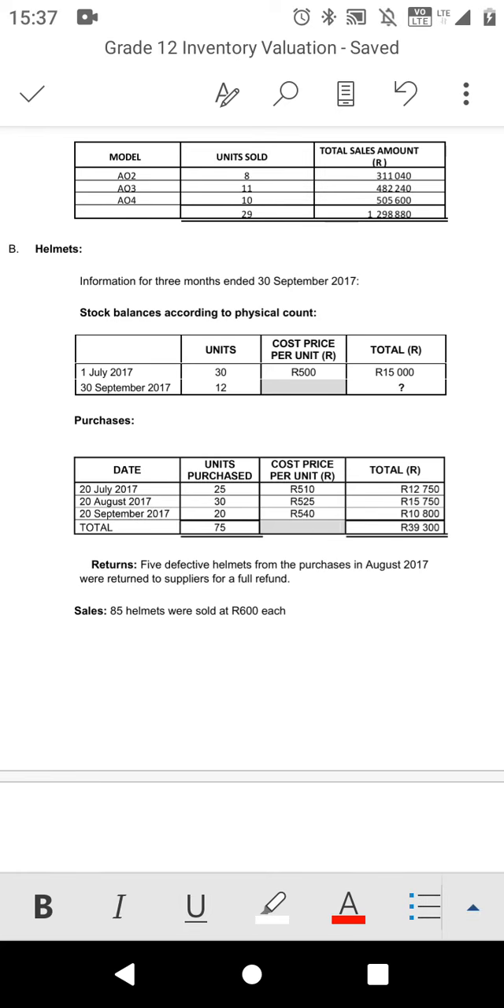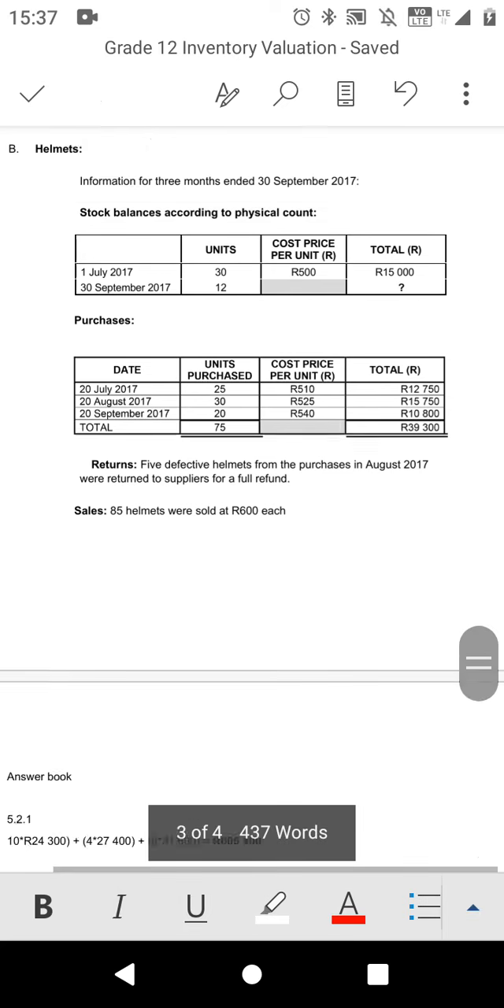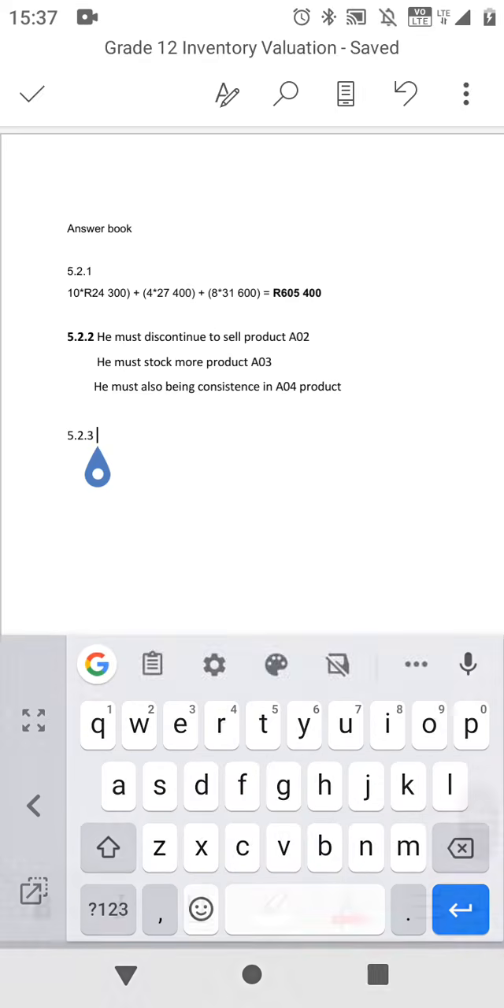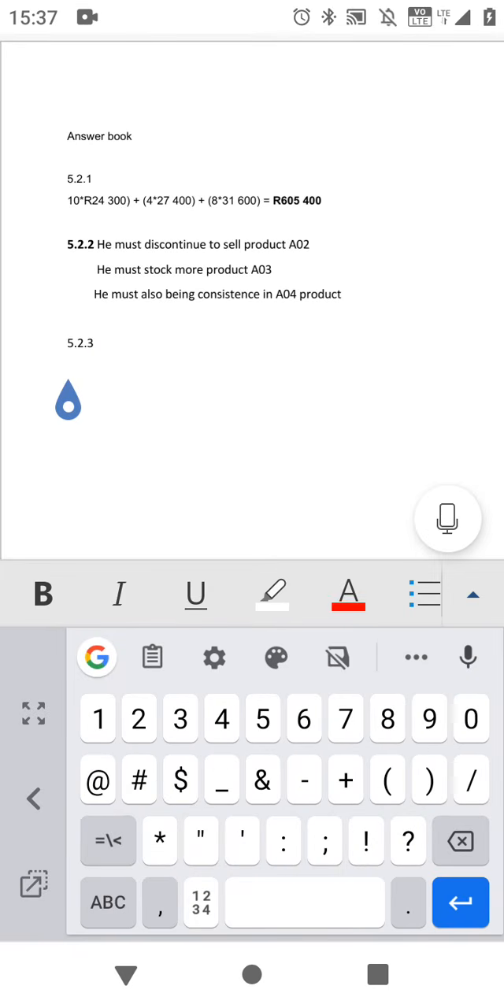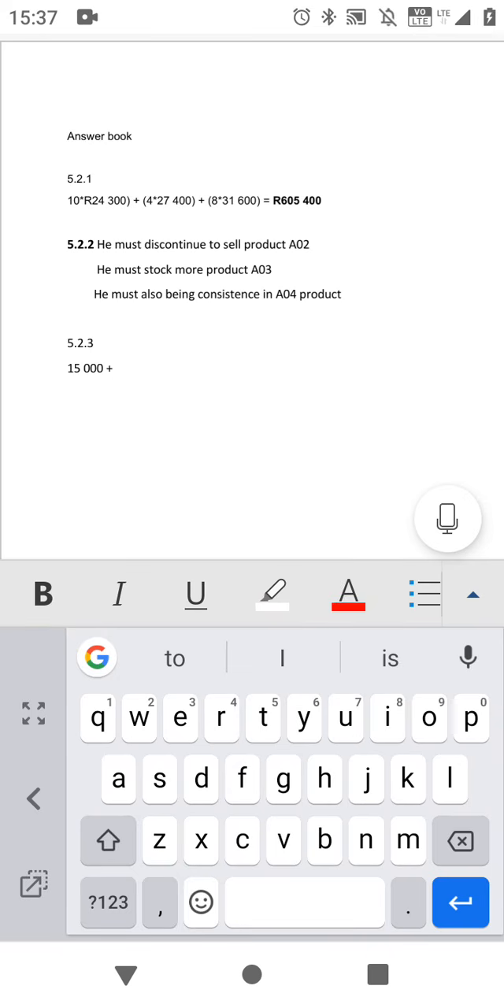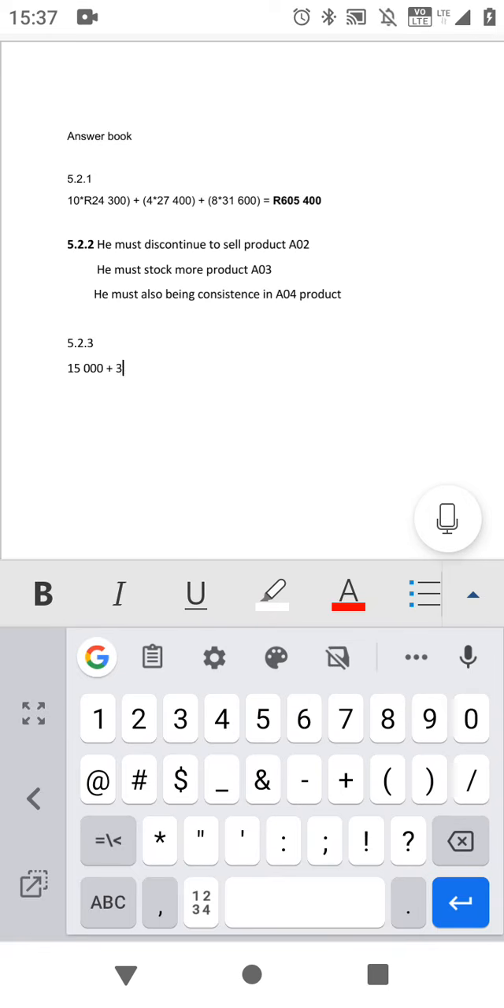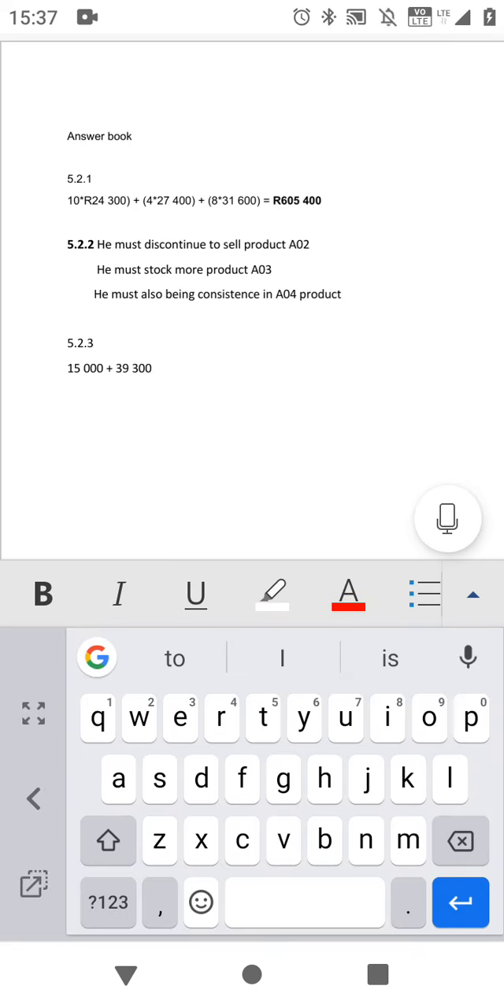Then 85,000 helmets were sold at 600. Remember, the sales of helmets are not going to count when we do the closing balance. Okay, let's start. We have 15,000 in the beginning, and 39,300 of purchases. Let's first write this down: 15,000 of beginning, plus 39,300 purchased during the year.